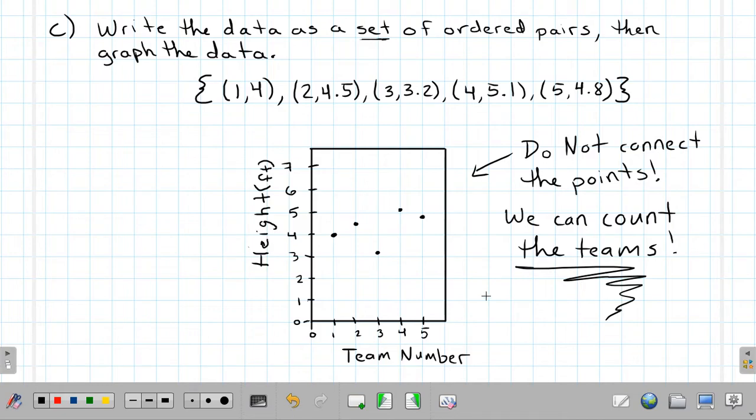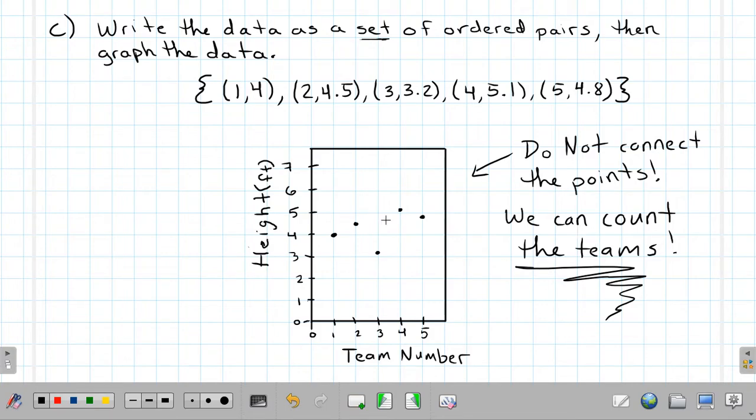Okay, so how do we know if we can connect the points or not? Well, we can't in this case, because once again, if we connected these points in any way, that would tell us that we had an infinite number of teams or an infinite number of ice sculptures, which neither of those things are true here. Okay, so once again, this is the graph, and that's it. So we graph the data, and we do not connect the points because we can count the number of teams. Okay, and that's the difference, and that's actually going to answer our next question.